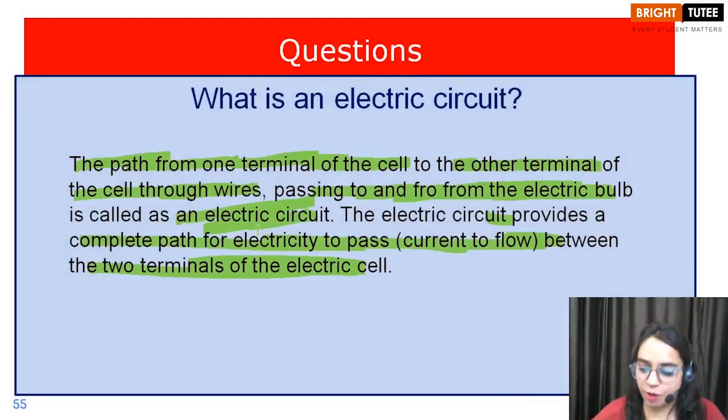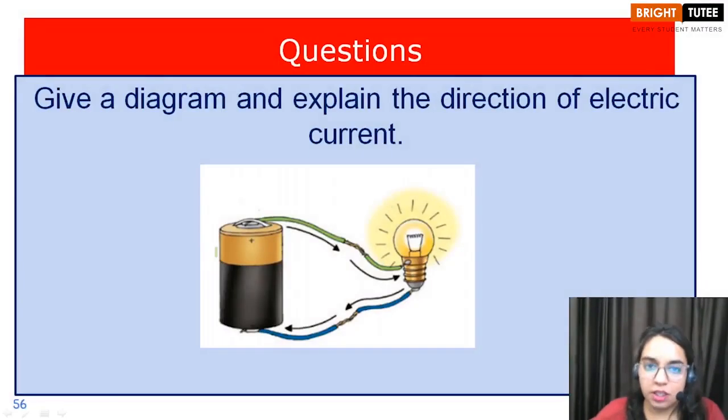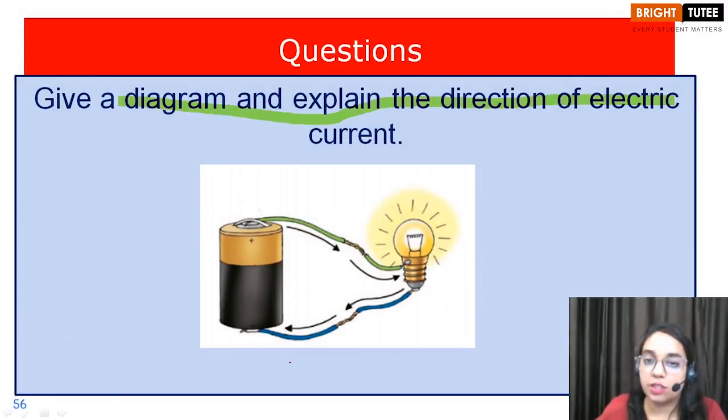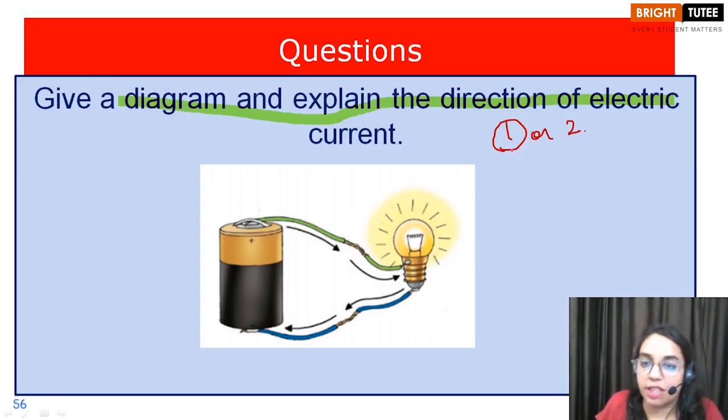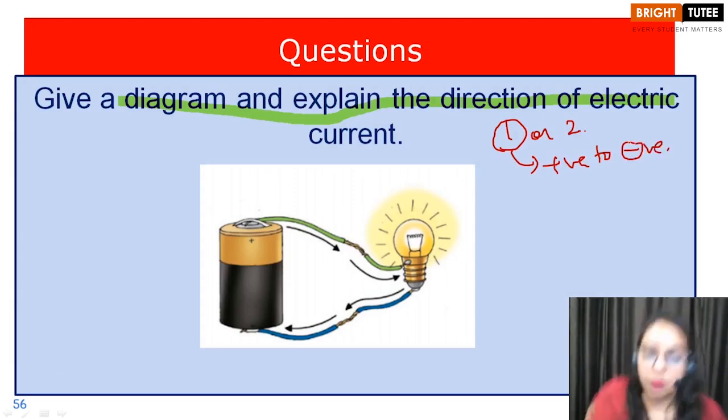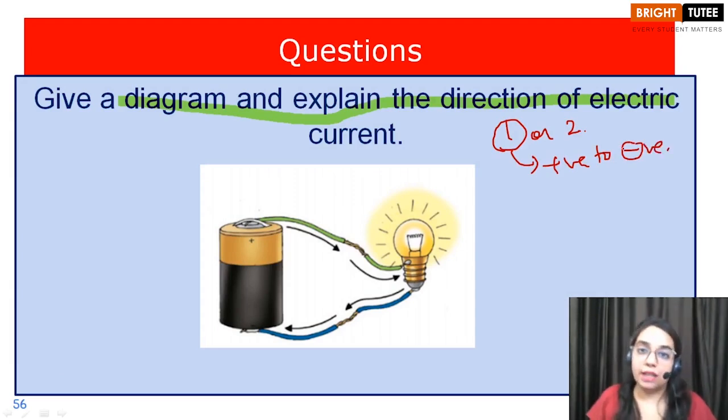So children, this was all about the electric circuit. So let us move to the next question. Next question is, children, give a diagram and explain the direction of the electric current. So children, as I told you in the session, this question can come as a 1 marker or as a 2 marker. If in case it comes as a 1 marker, you just have to write the direction, which is positive to negative.